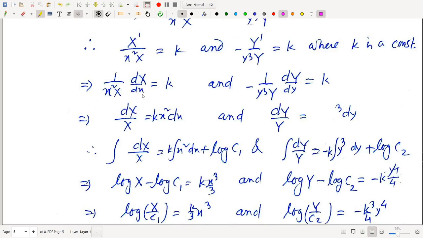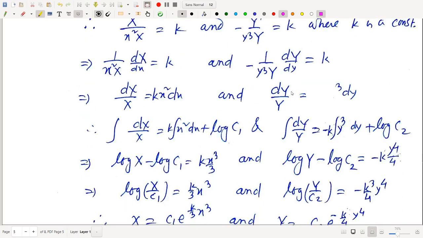X dash means dX by dx, and Y dash means dY by dy, derivative with respect to y here. So separate the variables again: dX by X equals kx square dx on the right side, and here dY by Y equals minus ky cube, it is with minus sign, it was missed. So minus ky cube dy, dY by Y equal to minus k y cube dy.